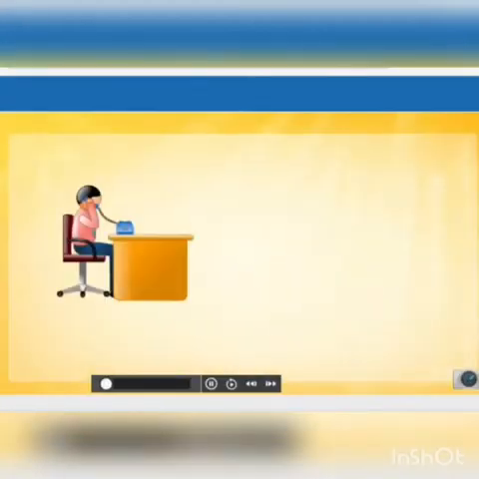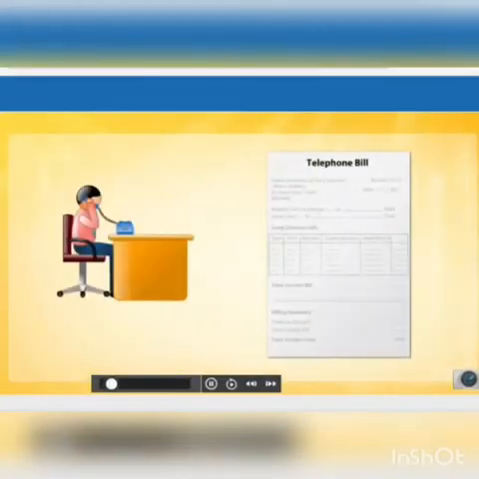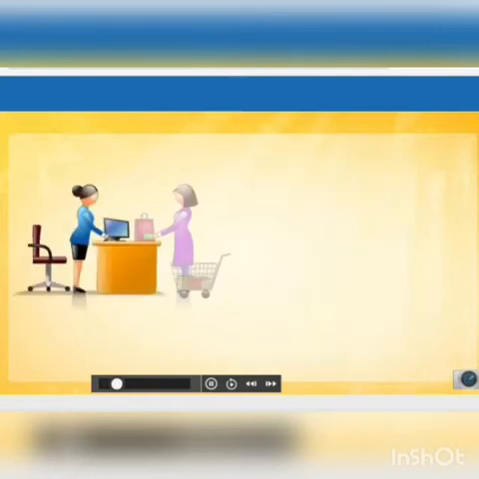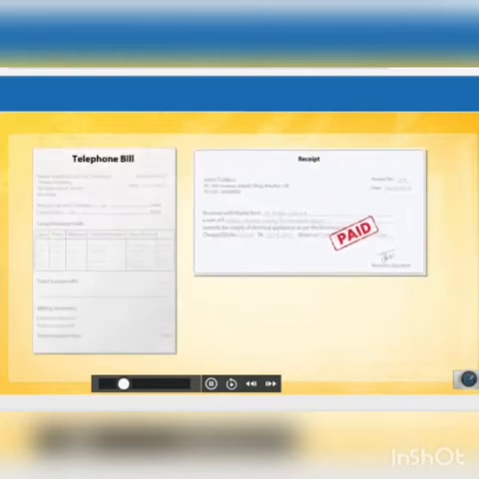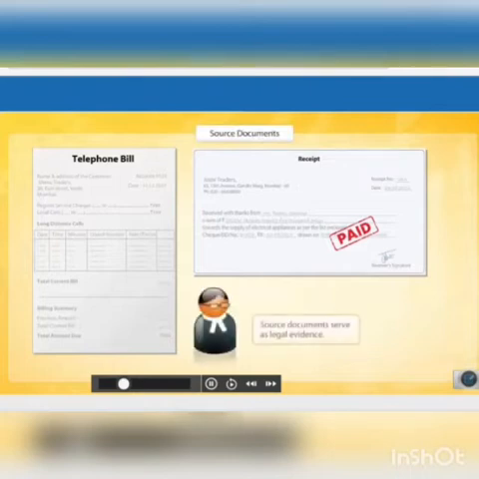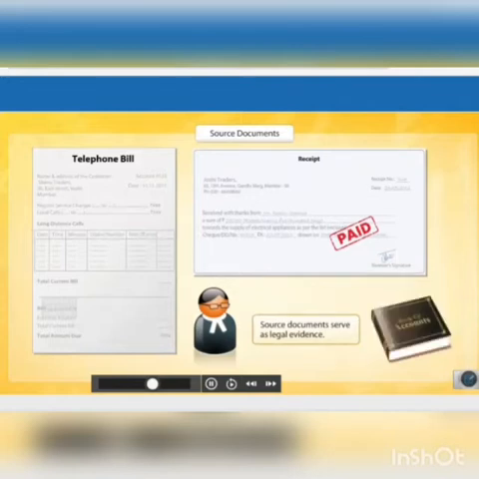We regularly receive bills from various service providers. We also get receipts when we pay for items that have been purchased. Documents such as bills and receipts are called source documents. Source documents serve as legal evidence for any business transaction. Transactions recorded in the books of accounts must be duly supported by source documents.